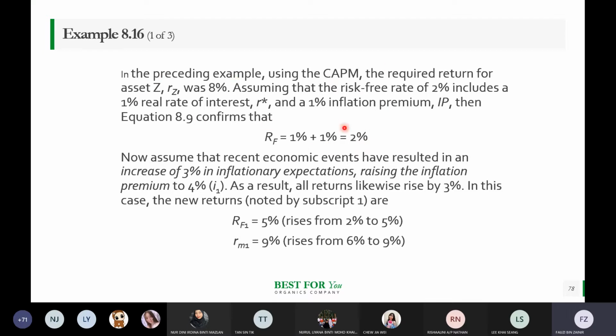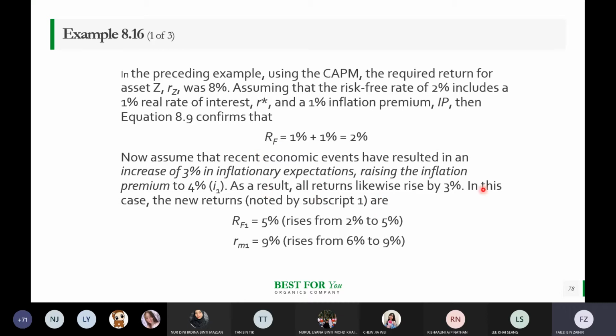So this is the base case. When the risk-free rate is 2%, the required return when we calculate using the CAPM model for XYZ is around 8%. What if there are changes here in the inflation rate? These numbers change. Now assume that recent economic events have resulted in an increase of 3% in the inflation expectation, raising the inflation premium to 4%. So what we have here is that these numbers change from 1% to 4%, so the risk premium here changes.